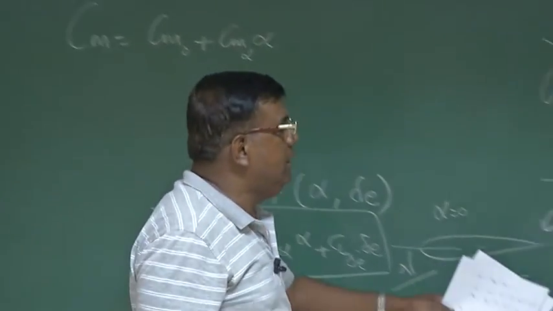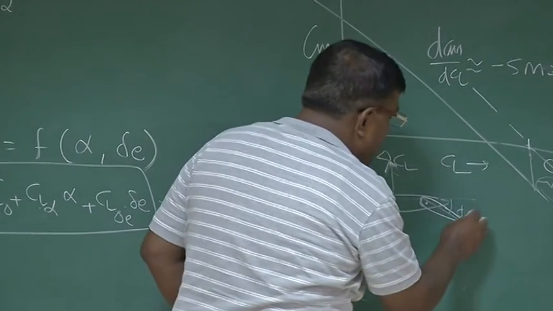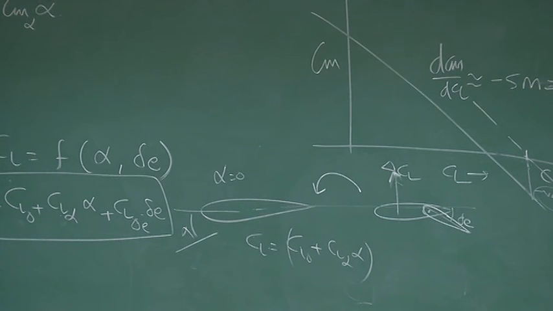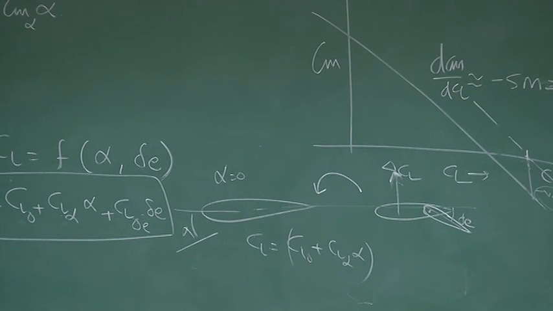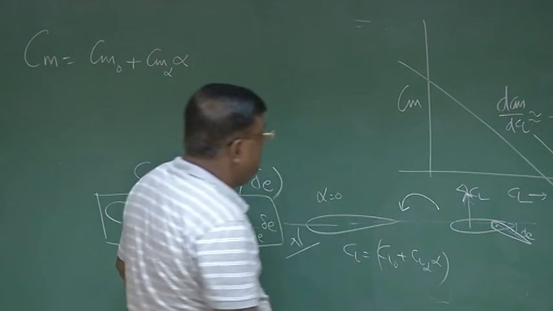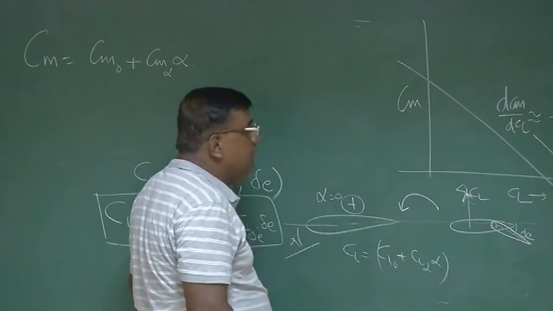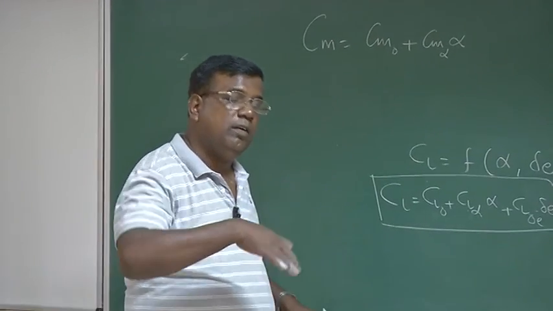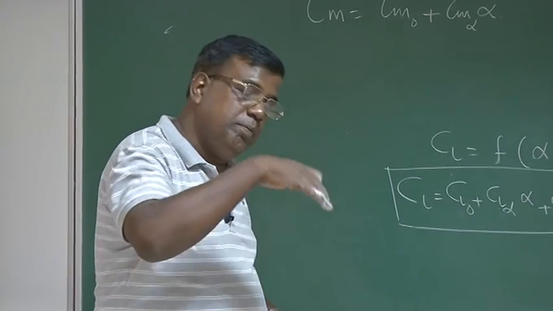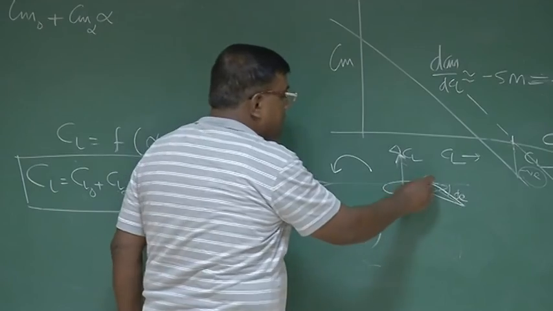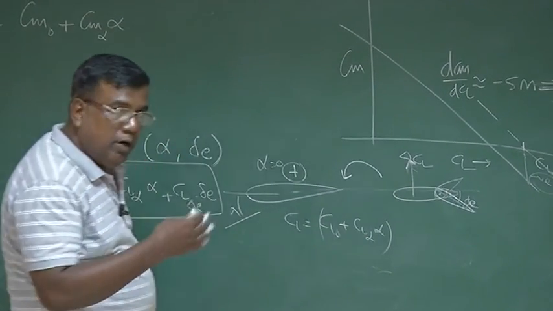Because of delta E deflection of elevator, there is an increase in CL, or there is a change in CL. Change is the correct word. It may increase, it may decrease the overall CL of the airplane depending upon which way it is deflected. Not only will it change the CL, but this force will create moment about center of gravity, so it will also give pitching moment. If the elevator is up, then it will give a pitch up moment. If the elevator is down, it will give pitch down moment. In this case, it will give pitch down or nose down moment. If it was up like this, it will give pitch up or nose up moment.